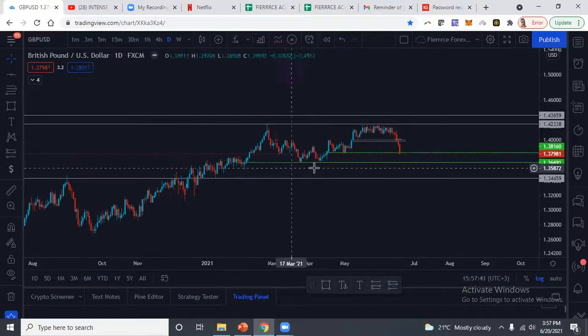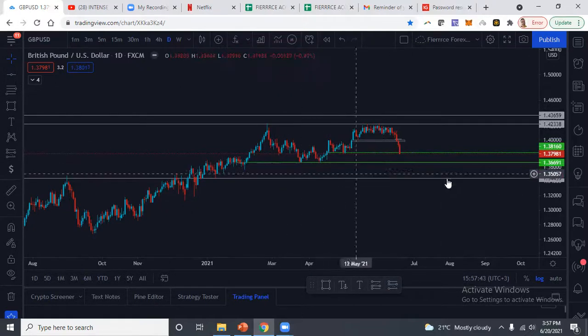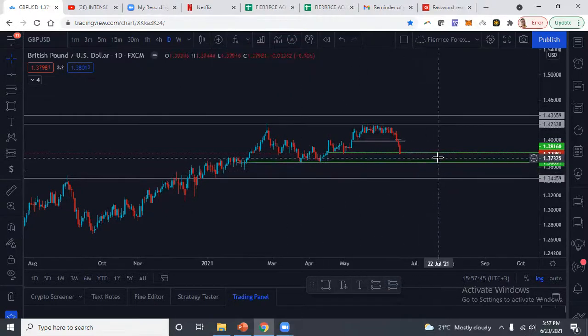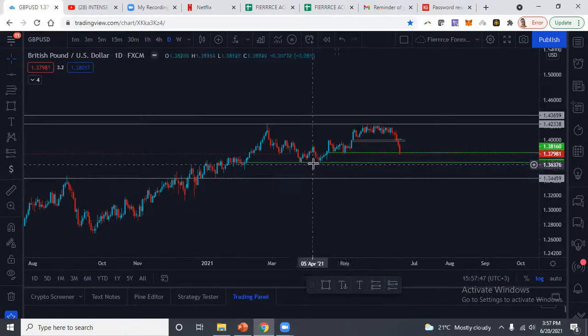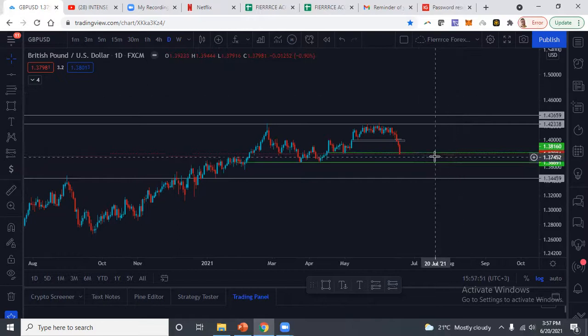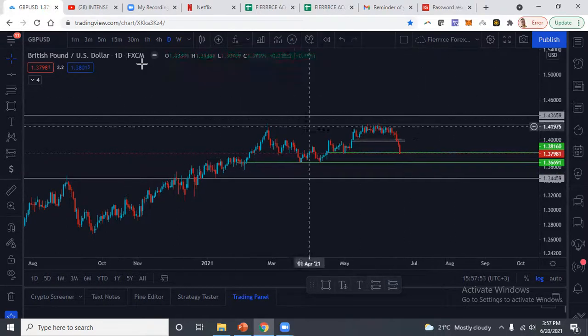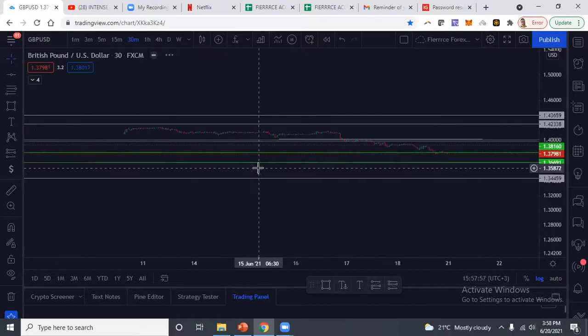If it breaks these levels below here, I would wait to see a retest into this zone and then a drop. But then it could just literally take us out and then continue consolidating and push back to previous structure. So on the lower time frame, same drill.